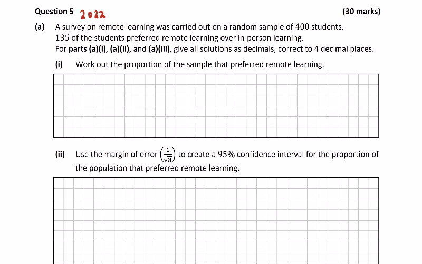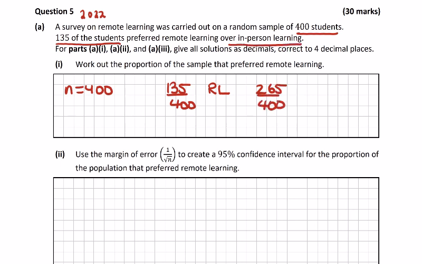Question 5, 2022. A survey on remote learning was carried out on a random sample of 400 students. N is equal to 400. 135 of the students preferred remote learning. 135 over 400 preferred remote learning, which leaves 265 out of 400 preferring in-person learning, thankfully. For parts A, 1, 2 and 3, give all solutions as decimals, correct to 4 dp. And part 1, work out the proportion of the sample that preferred remote learning.